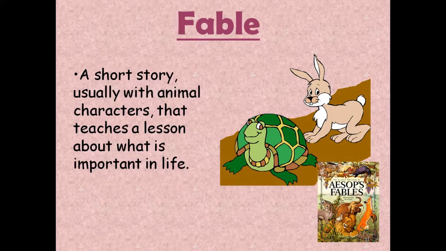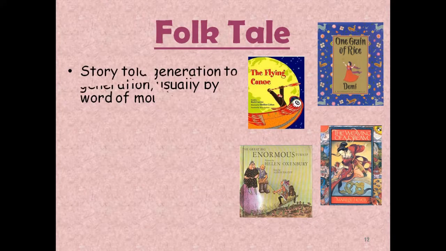And after that we have fable. Fable is a short story, usually with animal characters, that teaches a lesson about what is important in life. Aesop's fables and these kinds of fables. So the characters are in the form of animals, but it gives a moral lesson. It does have a moral lesson at the end of each story. And we have it in cartoons and this kind of stories.